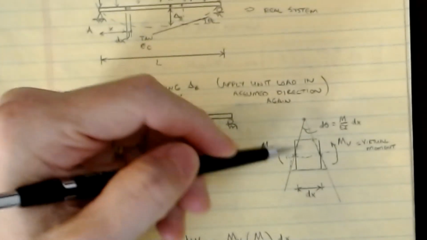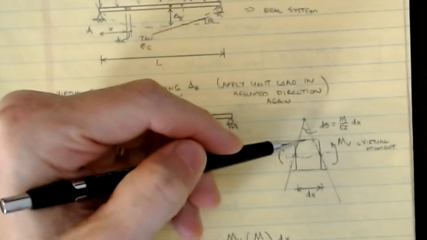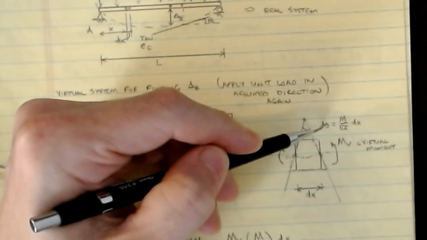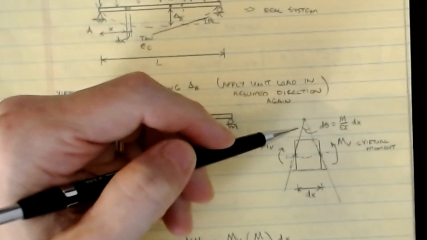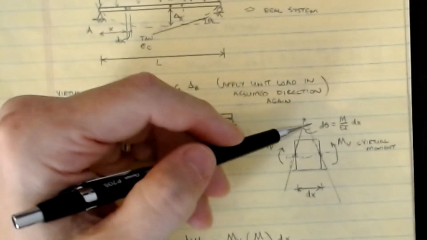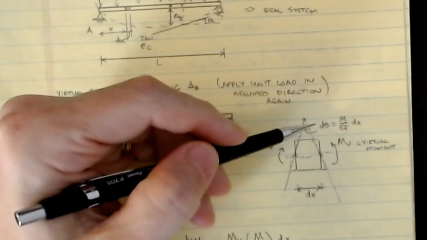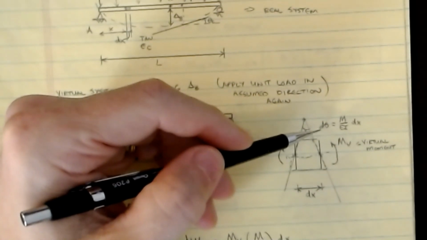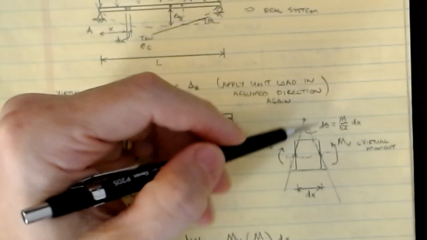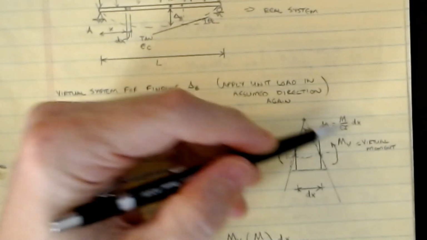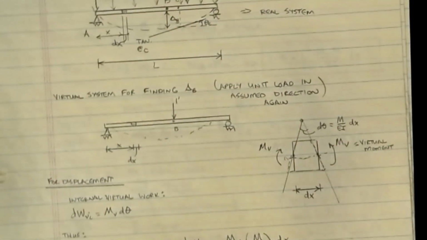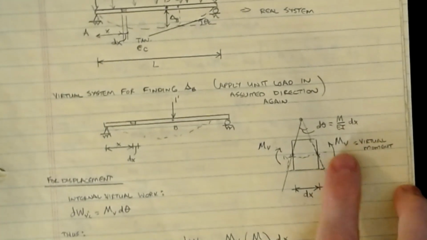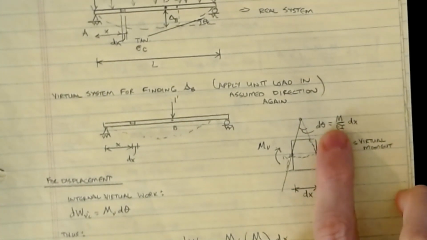Okay, the amount that this incremental element compresses is some d theta. It's the amount of the total angle change of this particular beam. And so we know from our previous derivations back in our double integration method that d theta is going to be equal to M over EI dx. That is, the first derivative of the slope is M over EI dx. So that's the same thing that we did in the double integration method, this equation here.